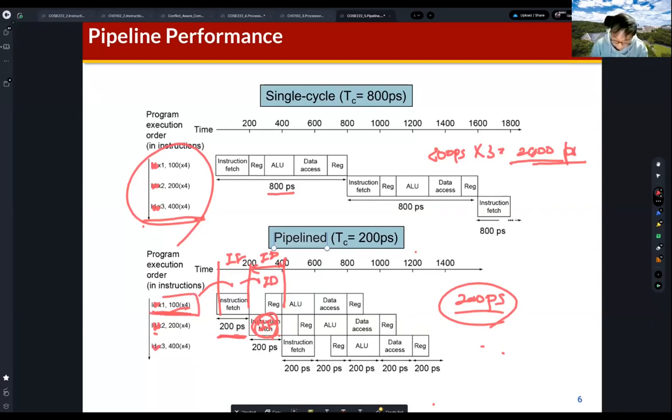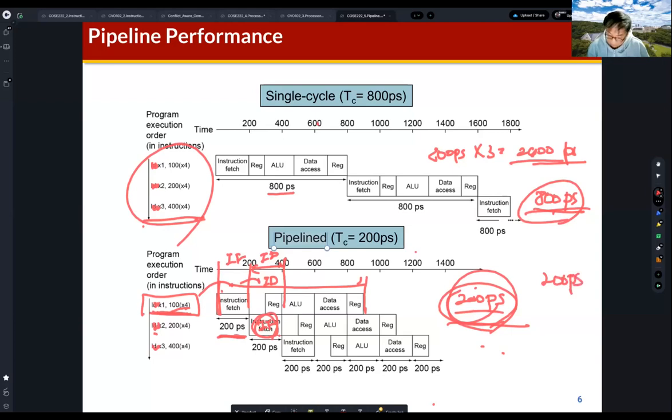But if we just focus on one instruction, then the latency can actually be longer. But if we consider multiple instructions, this single cycle processor can receive instructions every 800 picoseconds, right? But with the pipeline architecture, this processor can receive instructions every 200 picoseconds. So this is the benefit of the pipeline architecture.